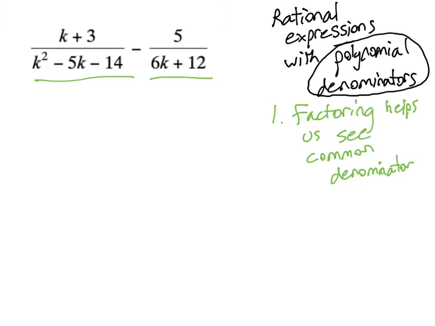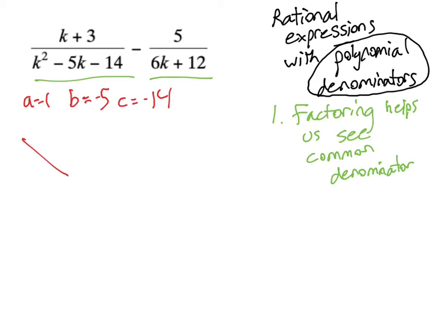But right now these denominators look very different because we haven't broken them up into factors. So the first step that we should do here is factor each expression that we have in the denominator. So let's start with this expression on the top left. This is a trinomial with coefficients 1, -5, and -14.